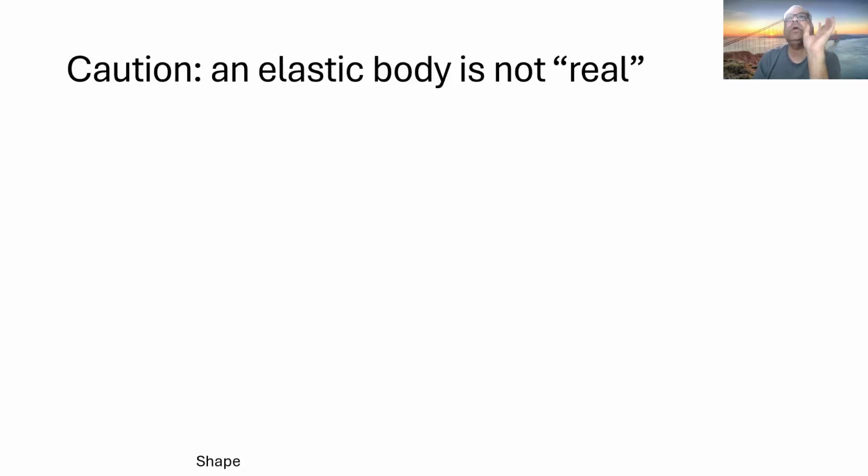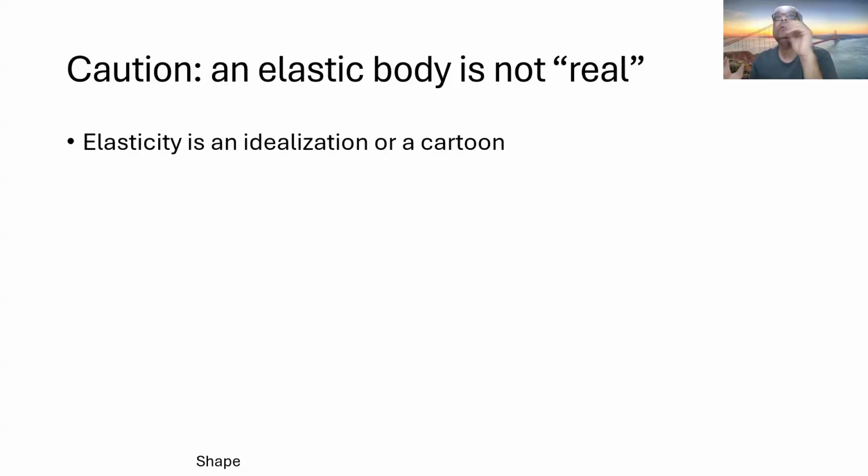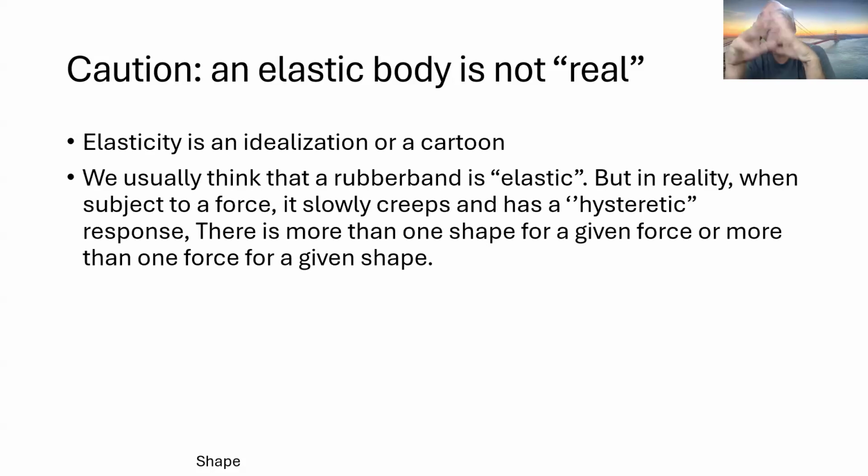Okay, so now we get to the fact that an elastic body is not a real body. What I mean by that is it is an idealization or a cartoon. To give you a clear idea, we usually think that a rubber band is elastic, but in reality, when subject to a force, it slowly creeps and has a hysteretic response. There is more than one shape for a given force or more than one force for a given shape. In fact, I'll show you what I mean.